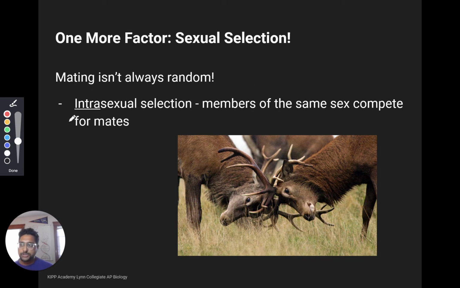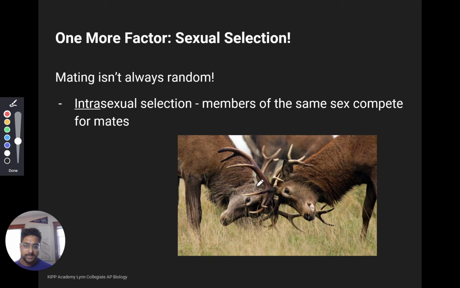So the first type of sexual selection is called intra-sexual selection. Intra, like intramural. And this is when members of the same sex compete for mates. So what's happening here is that these two big elk or moose or whatever are competing with each other, and if they win, then they'll have access to the mate. It's actually quite interesting in this instance.